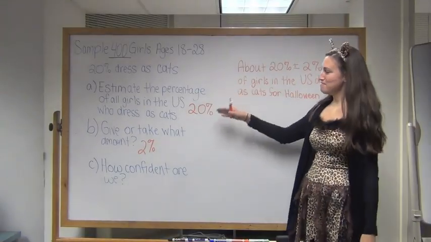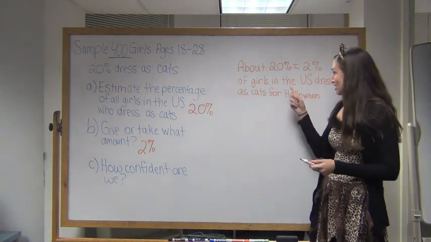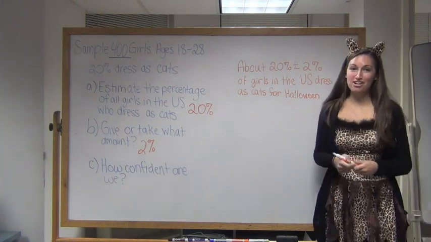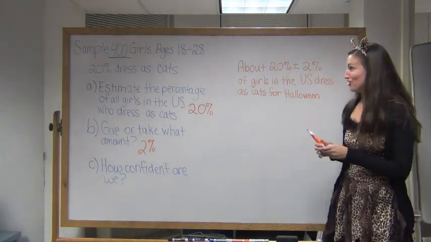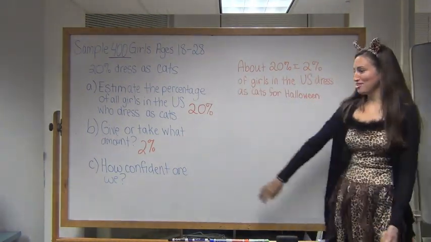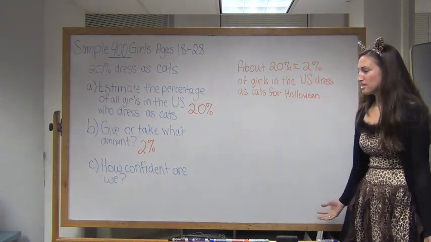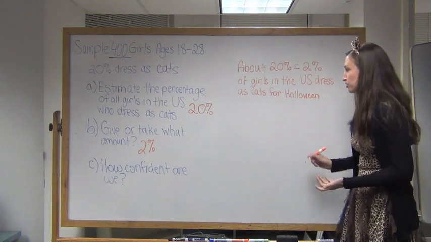So in parts A and B of our problem, what we figured out was that about 20%, give or take 2%, of girls in the entire United States dress as cats for Halloween. And again, this is just girls age 18 to 28. So now we've added a new part to our problem, part C, and it says, how confident are we? So to answer this question, we're going to use the normal curve.